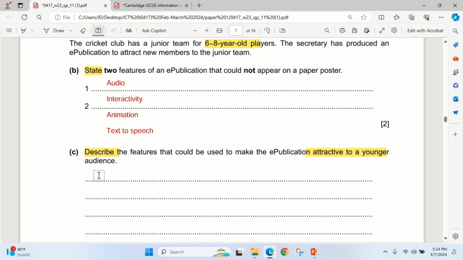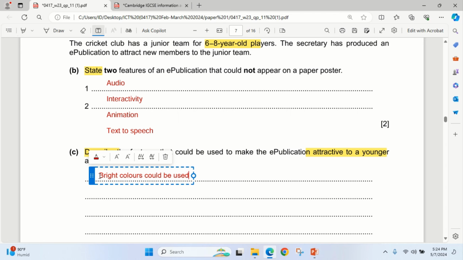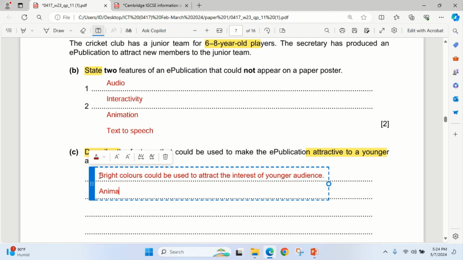So for a younger audience, you can attract their interest by making use of bright colors. Bright colors could be used to attract the interest of a younger audience. You could use animations. You could use sound. Younger audience are usually attracted with sound or sound effects, cartoons.